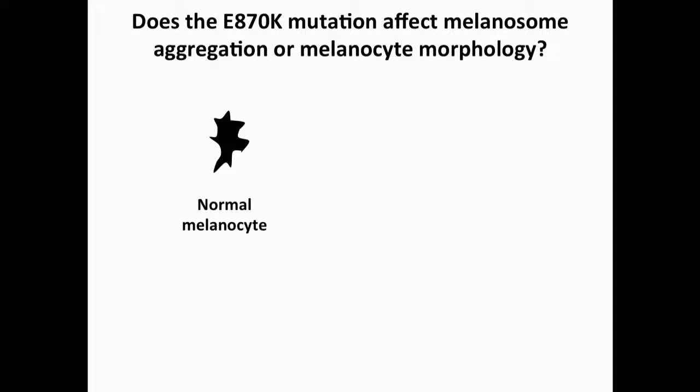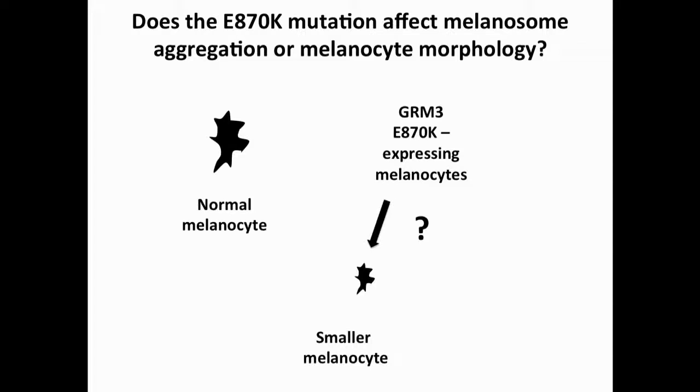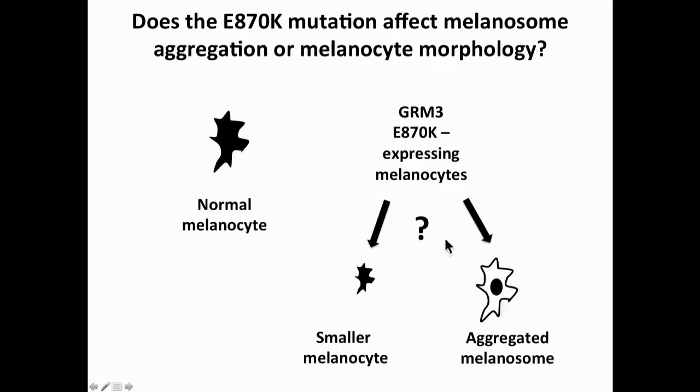So we were wondering, what is this E870K mutation affecting? Is it leading to smaller melanocytes, or are we having an effect in the melanosome? The melanosome is the organelle that contains the melanin, or the pigment. In this case, we can see that it's focused, located in the center of the melanocyte, which you can compare with the normal melanocyte, where the pigment is spread throughout the melanocyte.